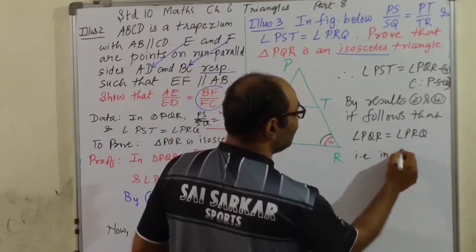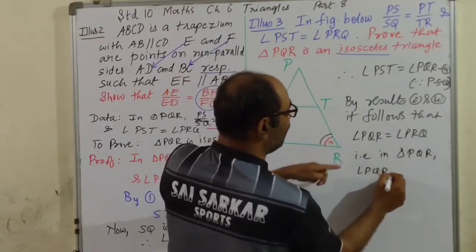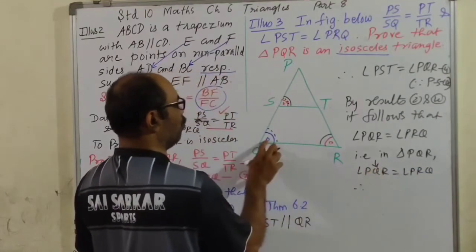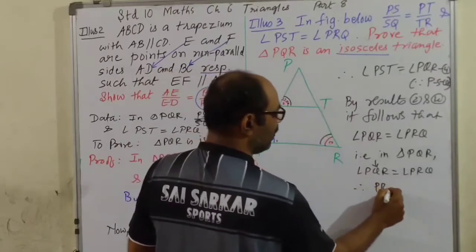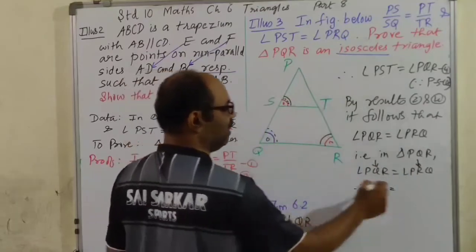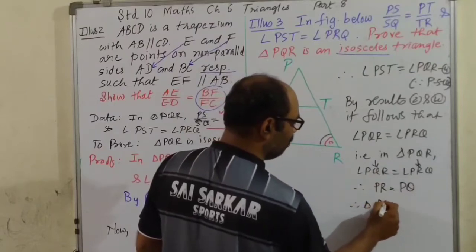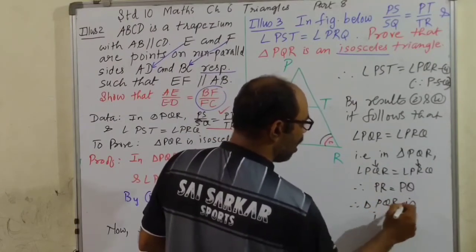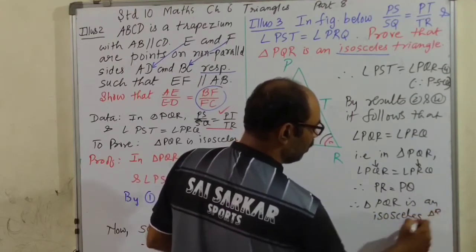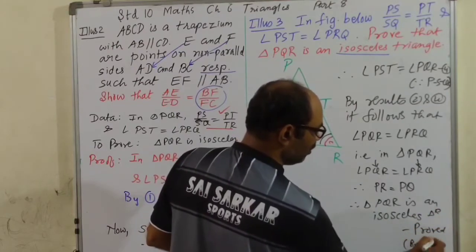That is, in triangle PQR, angle PQR is equal to angle PRQ. Therefore, the side opposite to Q, PR, is equal to the side opposite to R, PQ. Therefore, two sides are equal. Therefore, triangle PQR is an isosceles triangle. Proved, by definition.